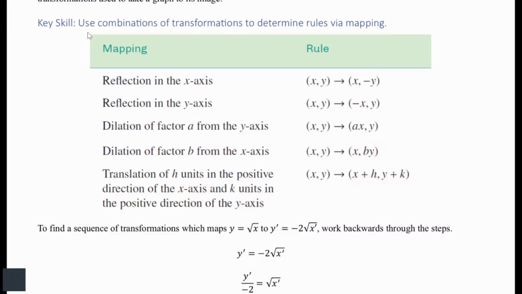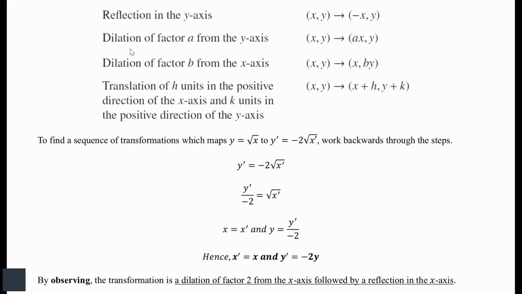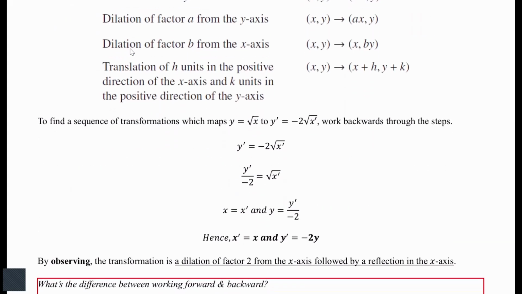Translation is the easiest, but reflection and dilation are sometimes confusing because in the prompt it's always x and y, but to my coordinate it's actually the other variable that's not been mentioned being changed, right? Now let's have a look at one example and hopefully you get the idea.